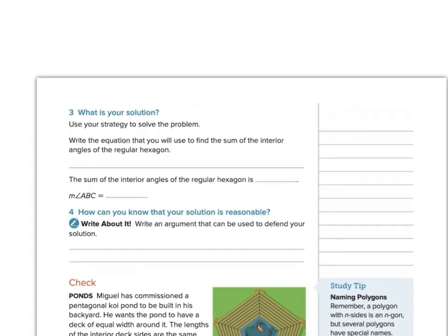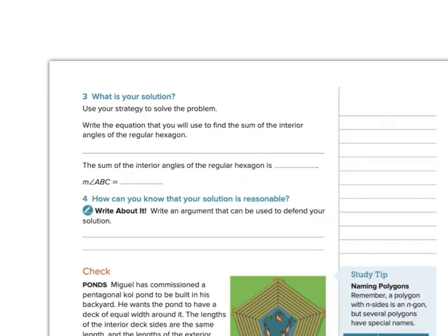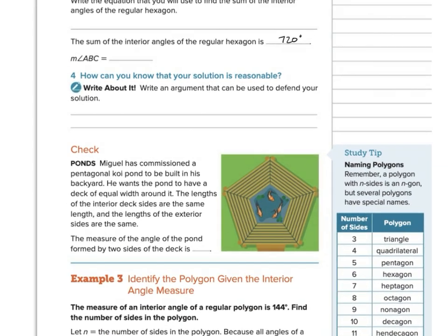So that's some of the things that we can think about. Strategy for solving the problem: write an equation, see previous page. The sum of the interior angles of a regular hexagon we said was 720 degrees. So that is sort of what we were looking at. Now, again, if we first move on, in this check, what do we got?